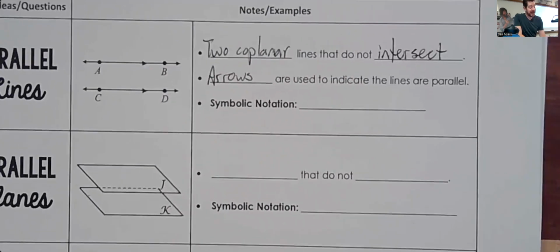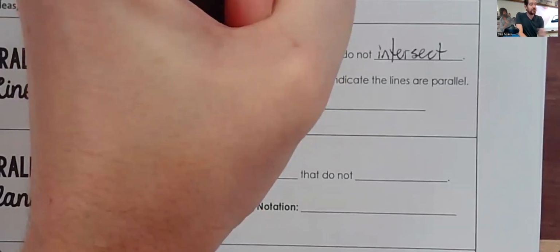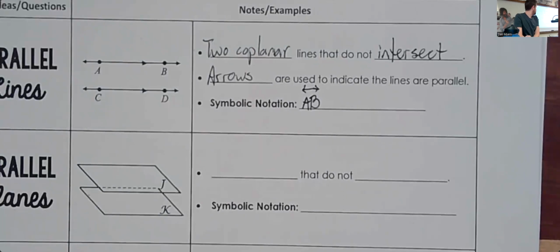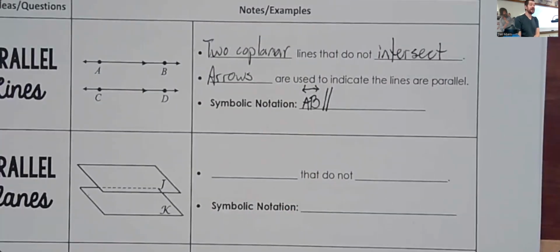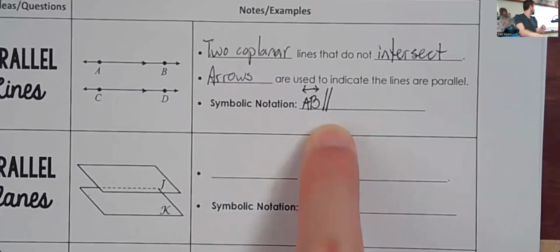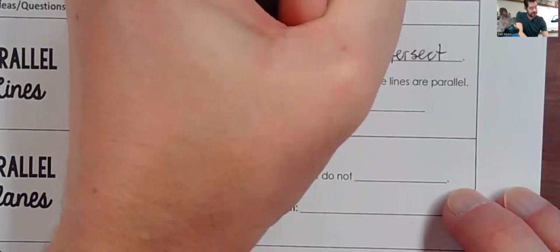So symbolic notation is like this. We're going to say line AB. Remember how to write the name of a line: you do two capital letters, and for a line, you do a line above it with arrows at each end. So line AB. And then the symbol for "is parallel to" is basically two lines right next to each other. You can do them completely vertical. I usually lean them forward just a little bit so they don't look like L's or ones. That symbol means "is parallel to." So line AB is parallel to line CD.